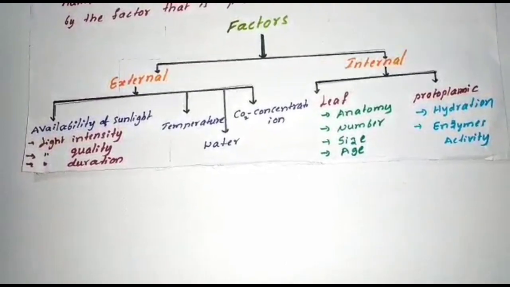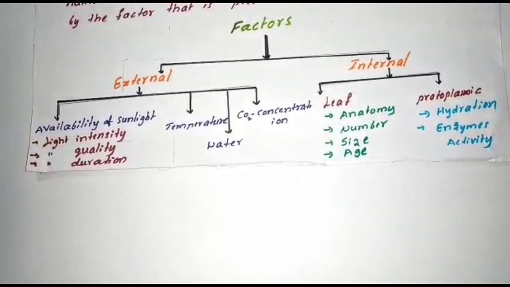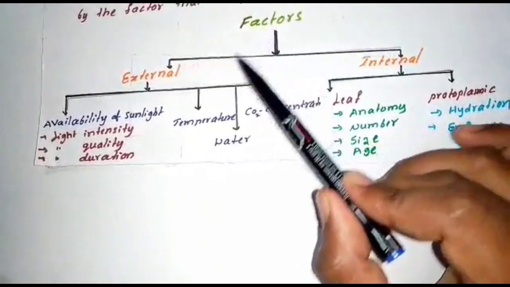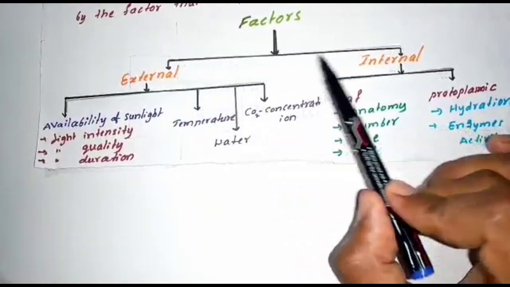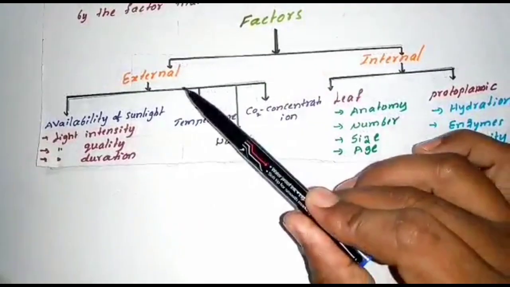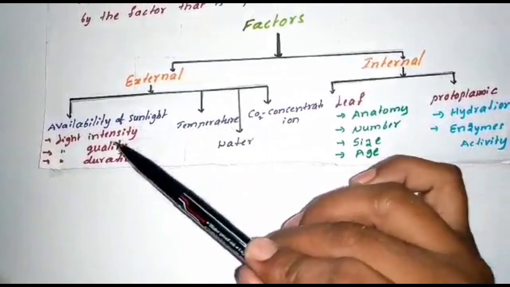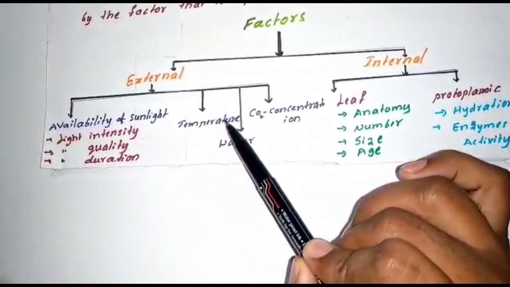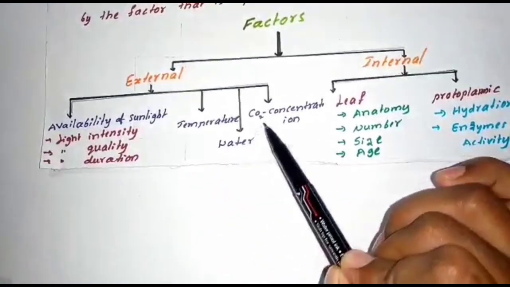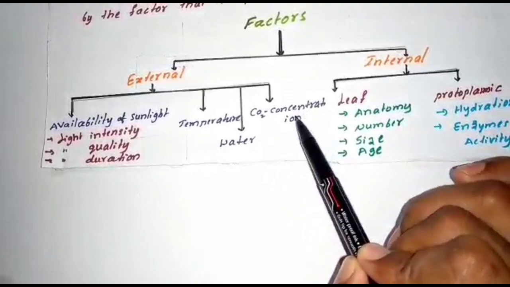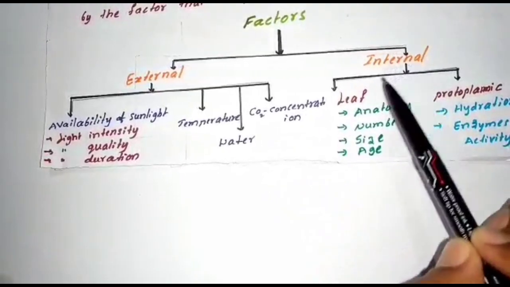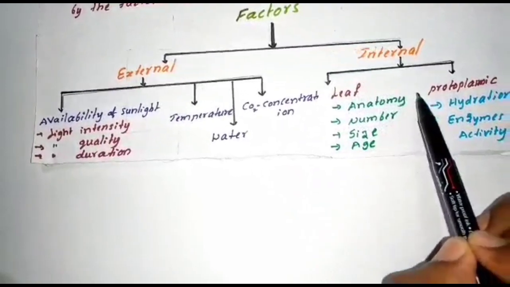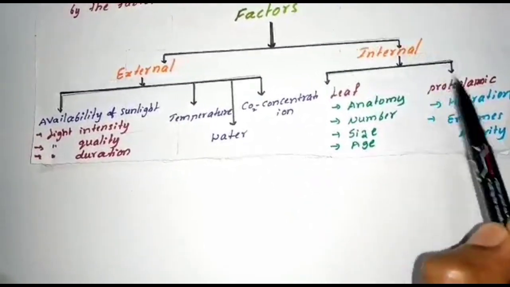Now we can try to understand the factors that affect the rate of photosynthesis. There are 2 types of factors given here: external factors and internal factors. The external factors are classified into 4 types: availability of sunlight, availability of temperature, availability of water and carbon dioxide concentration. Coming to the internal factors, there are 2 factors: leaf as well as protoplasmic conditions.